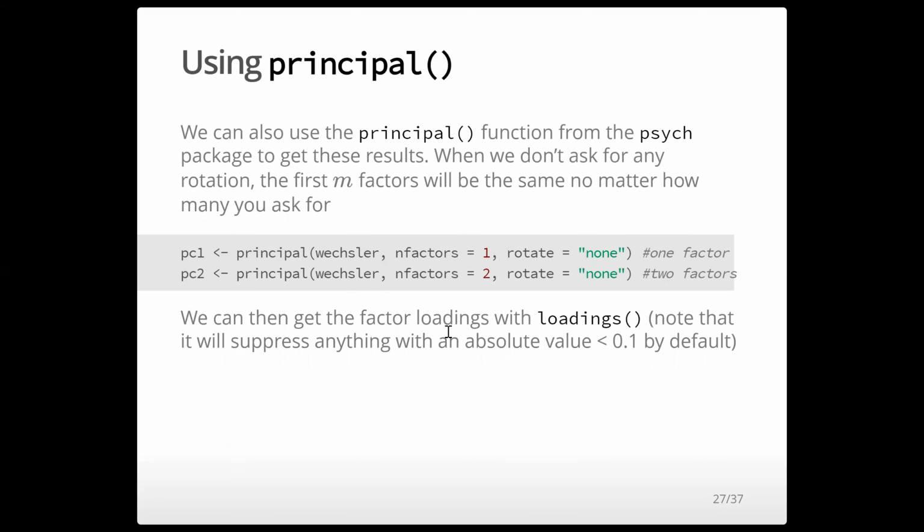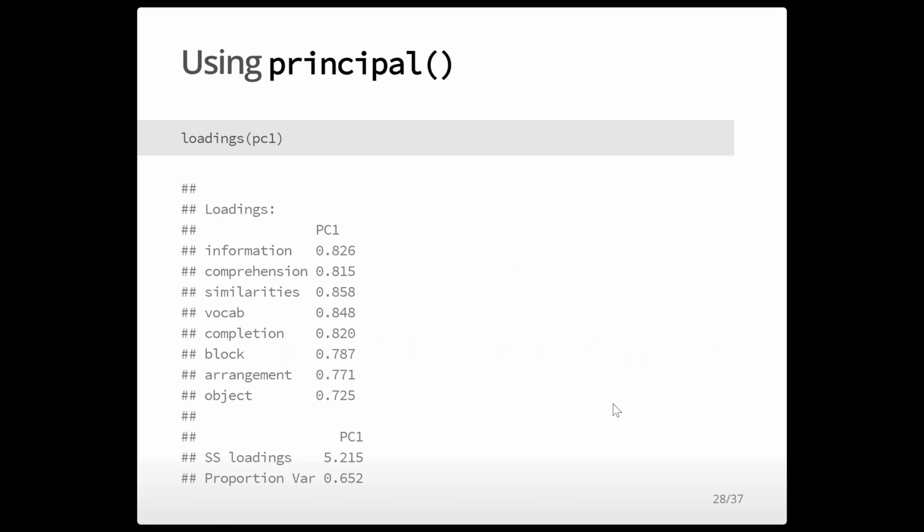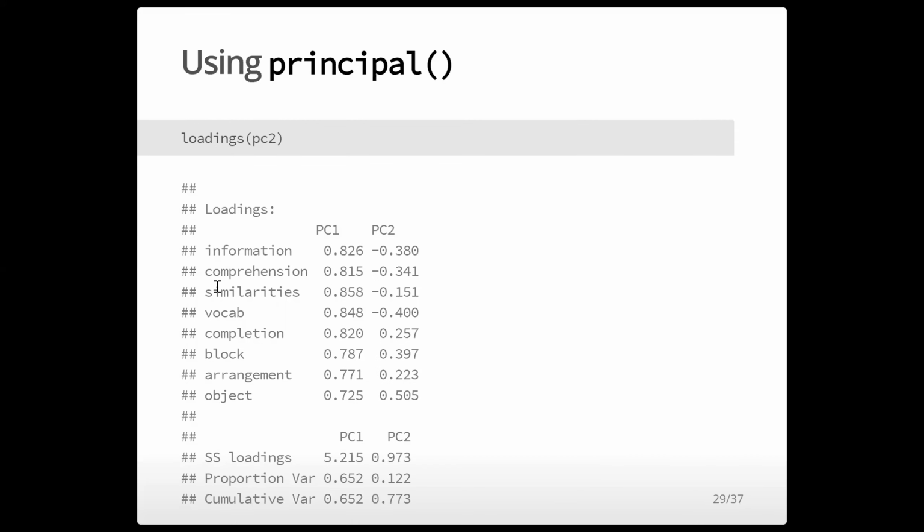We can use the principal function from the psych package to get these same results. When we don't ask for any rotation, the first m factors are always going to be the same no matter how many you ask for, because they're just based on the principal components. We can get the loadings with the loadings function, but by default it suppresses anything with a value less than 0.1. So here is the first set of loadings. This matches what we got before. The signs are flipped around, but that's not important. And here's the second, again matching what we got before.